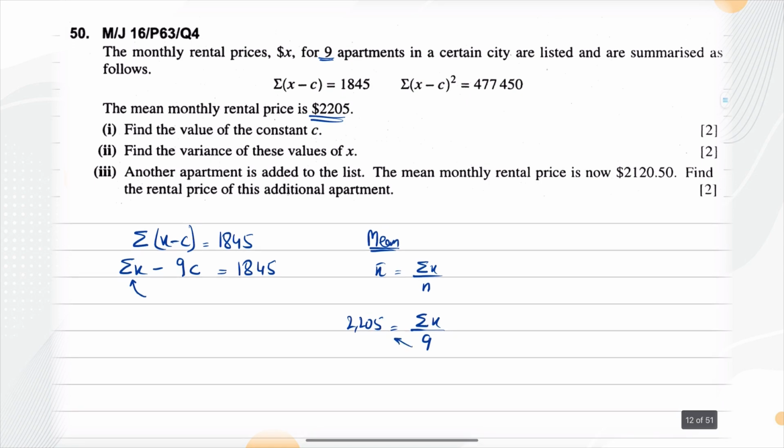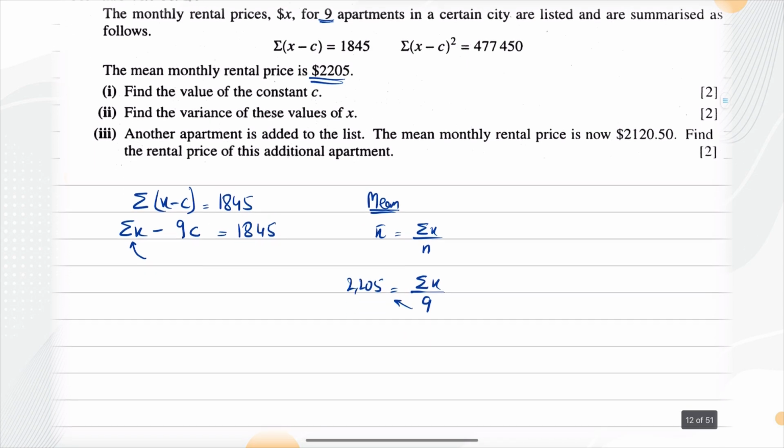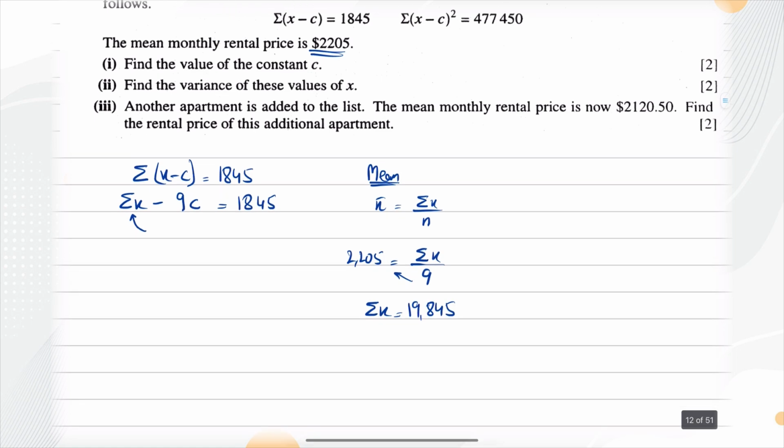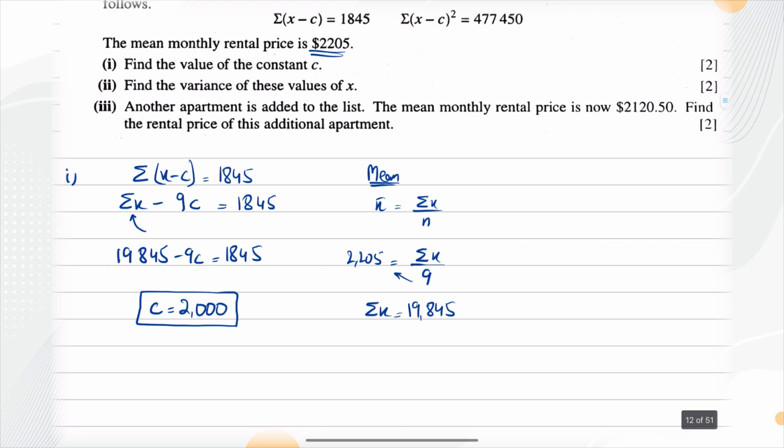So if you simply cross multiply 2205 into 9, that's equal to 19,845. Okay, now, so summation x minus 9c is equal to 1845. Now it's just a matter of solving this. So 19,845 minus 1845 divided by 9. So now we know that c is equal to 2000. That means that is what's subtracted from all the 9 values of x. So that's your answer to the first part.